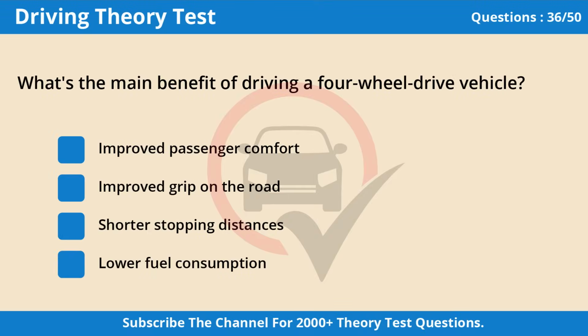Question 36. What's the main benefit of driving a four-wheel drive vehicle? A. Improved passenger comfort. B. Improved grip on the road. C. Shorter stopping distances. D. Lower fuel consumption.